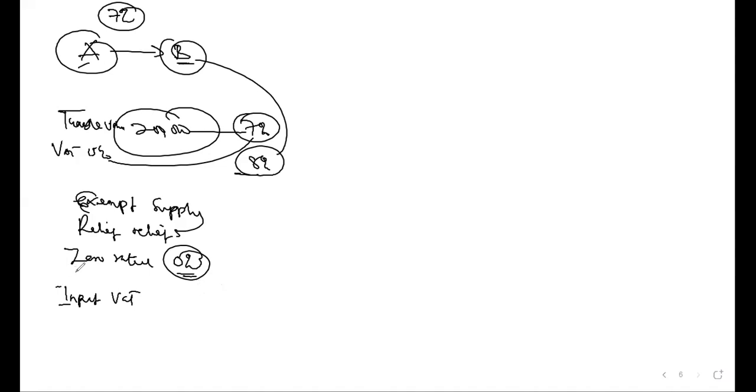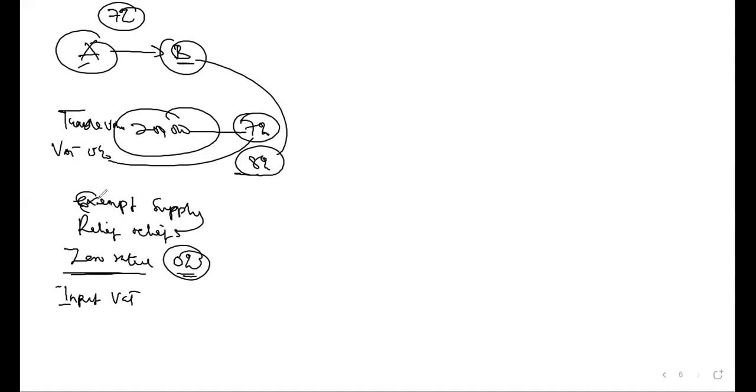So if they give you a zero rated supply, it's a taxable supply. So when they ask you to calculate taxable supply, you include the zero rated supply in it. It's a taxable supply, but the rate is 0. So for all supplies for export, the input VAT is there, but the output VAT is 0.